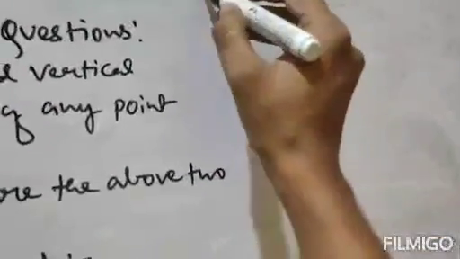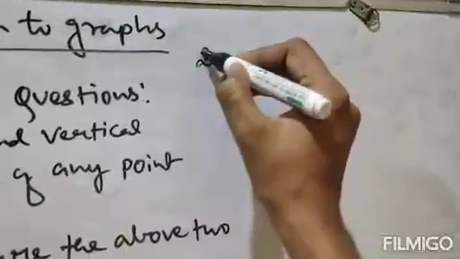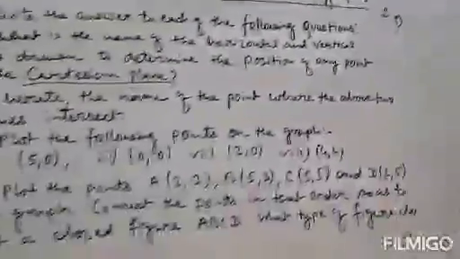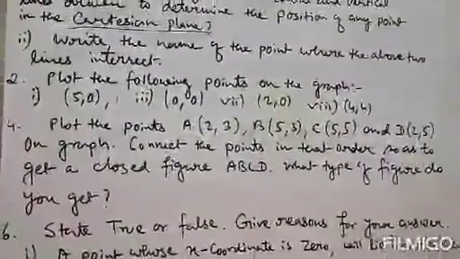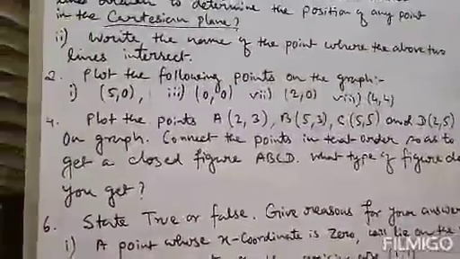Next, question number 2. First question. The question is: plot the following points on the graph. So we have been given some points and we have to plot these points on a graph.